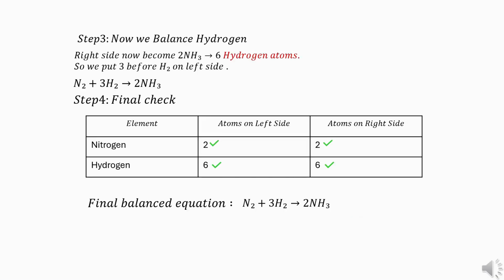Step 3. Now we balance hydrogen. Since on the right side there is 2 NH3, or 6 hydrogen atoms, we put 3 before H2 on the left side. Now there are 6 hydrogen atoms on the left, which is equal to the right side. Step 4. Final check. Nitrogen is 2 on the left and 2 on the right. Hydrogen is 6 on the left and 6 on the right. Therefore the final balanced equation will be N2 plus 3H2 gives us 2NH3.